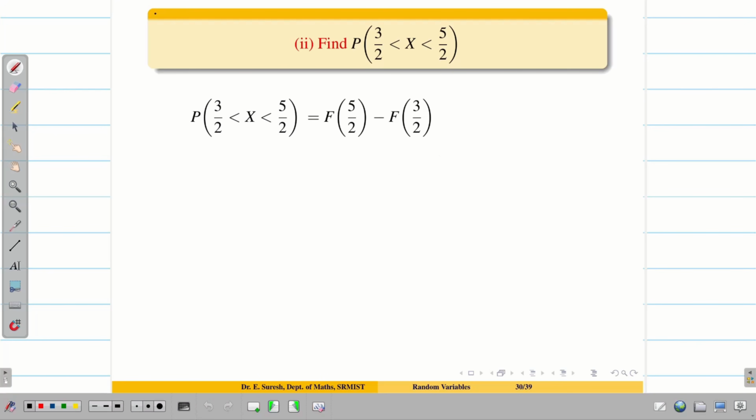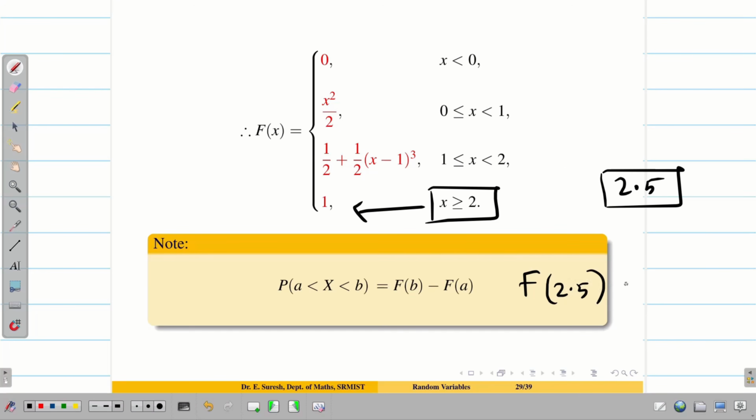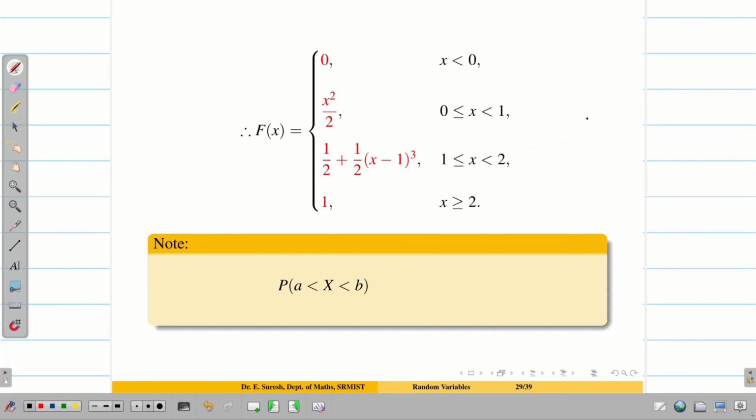Just for your understanding, I am writing in decimal, but it is not necessary. So F of 2.5 minus F of 1.5. Now we have to go to the CDF. 2.5 means it lies here. Therefore, my F of 2.5 is 1. The next value is F of 1.5. 1.5 lies between 1 and 2.